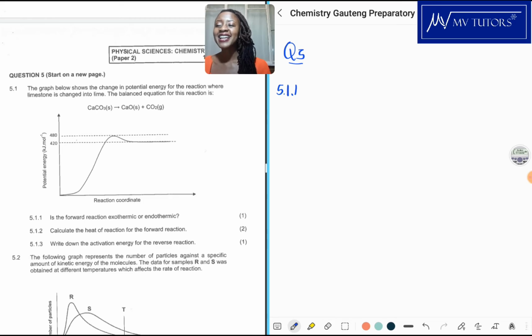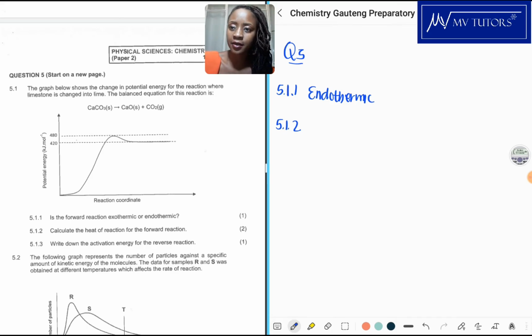Well, if you look at it, you require a lot of energy to get this reactant to become this product, if you're looking at it in the forward direction. So because we require so much energy, it will be endothermic. Okay, endothermic. Now 5.1.2, calculate the heat of reaction for the forward reaction.